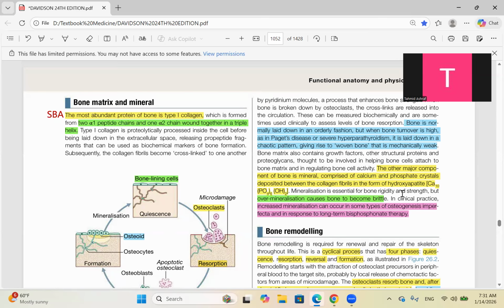And these calcium and phosphate crystals take a form which is called hydroxyapatite. We will also have to remember the formula of hydroxyapatite. In hydroxyapatite, there is calcium, there is phosphate, and there is hydroxyl. Calcium 10, Ca10, phosphate 6, and hydroxyl 2. This is called hydroxyapatite, the crystal of calcium and phosphate in the bone mineral.